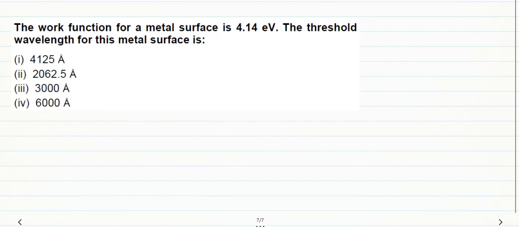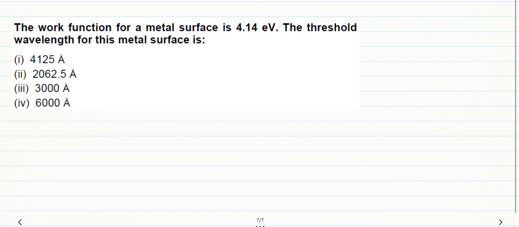The work function for a metal surface is 4.14 electron volt. The threshold wavelength for this metal surface is 4125 angstrom, 2062.5 angstrom, 3000 angstrom, and 6000 angstrom. These four options are given.